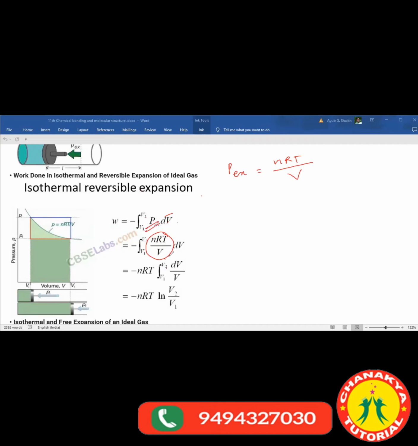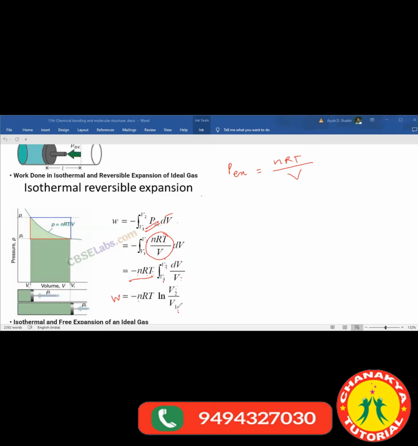And the constant terms, the minus sign, n, R, and T, have been taken out of the integration, where T is the temperature, R is the gas constant, and n is the number of moles. So in the limit V1 to V2, it is dV upon V, and you get the work done in isothermal reversible expansion equal to minus nRT ln V2 upon V1.